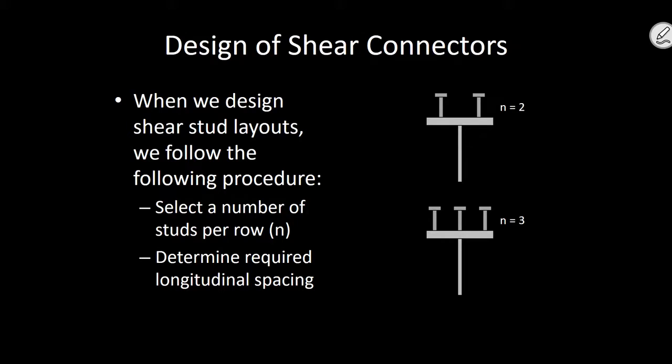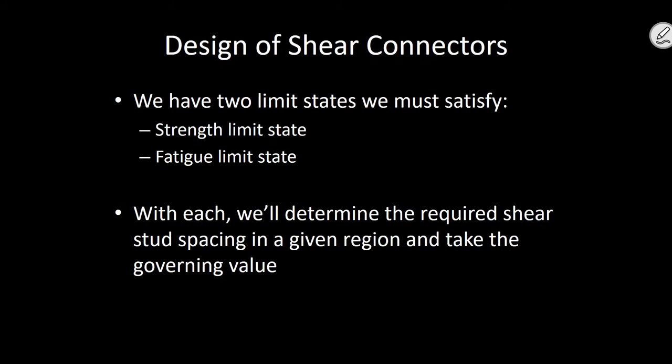Maybe try n equals 2 and see how many total studs you're welding to the girder. Then maybe try n equals 3. Then maybe try n equals 4 until you can't fit any more per row. But when you design, it's pretty straightforward. Select n and then solve for your pitch. That's it. Any questions? Don't worry, we will get into it.